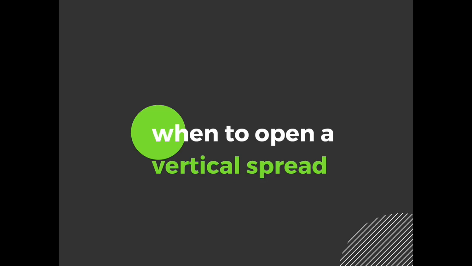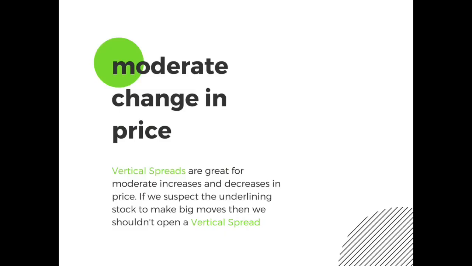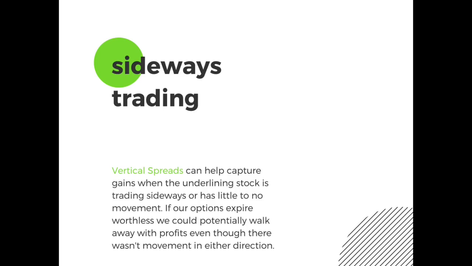Now, the question that I see most often is, when do we open a vertical spread? And when do we just buy a long call or put? Now, there are a couple of reasons why we would want to open a vertical spread. First, vertical spreads are great for moderate increases and decreases in stock price. If we suspect the stock to make big moves, we probably shouldn't open a vertical spread. Now, sometimes we might be waiting on a catalyst to occur. So if we don't know when that catalyst is coming, it might be a good time to open up a spread because of this unknown factor.